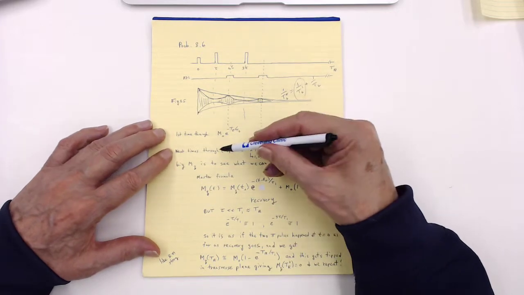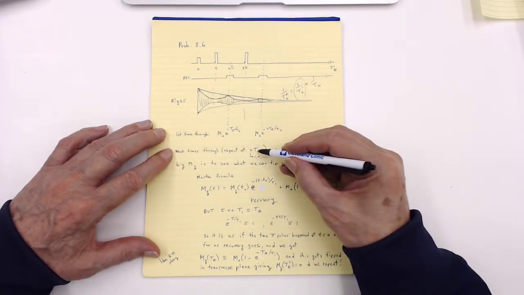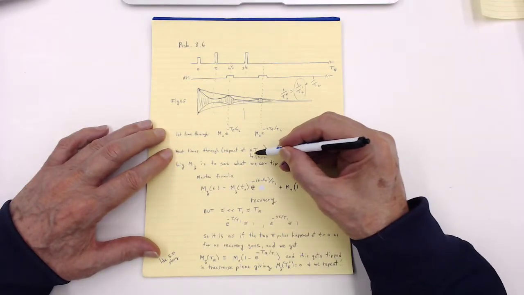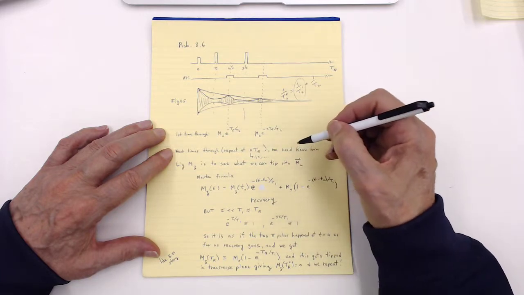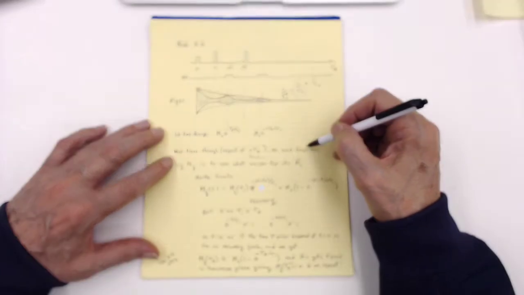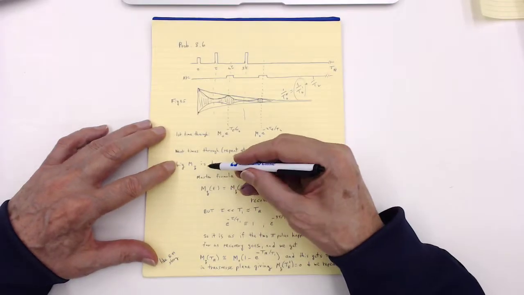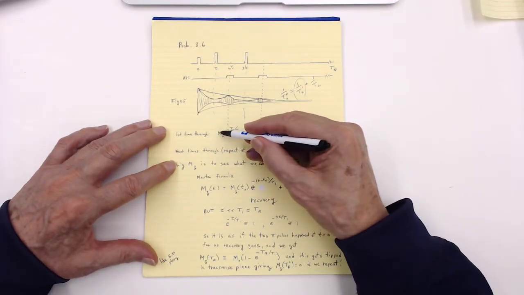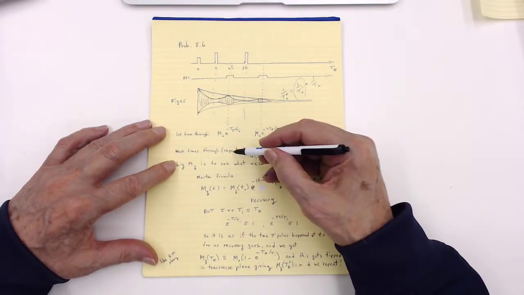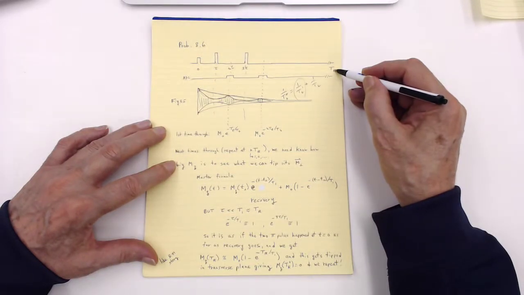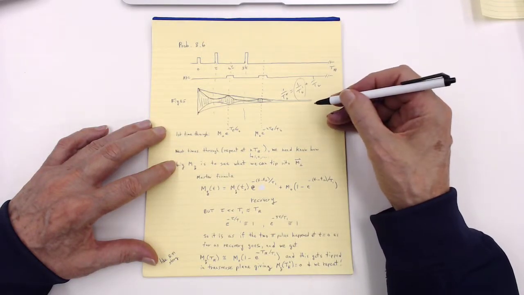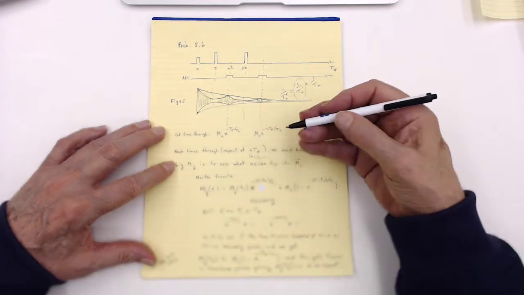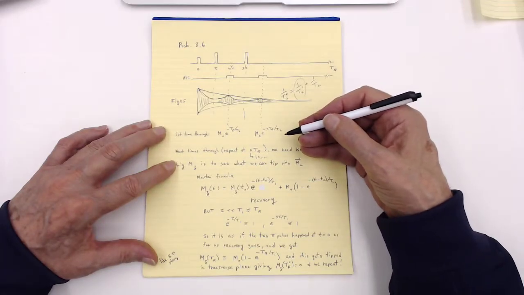But the next time through, we're going to repeat this every TR. So we've got n TR for n equals 1, 2, 3, and so on. We need to know, hey, how big is MZ the next time? Because we had M0 at first. But what's MZ now after TR? What do we have left to tip?